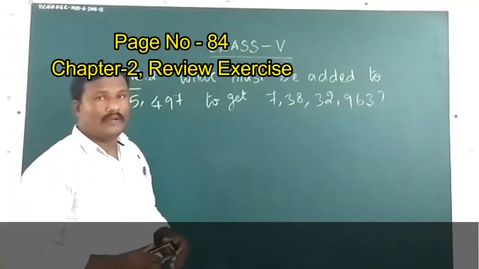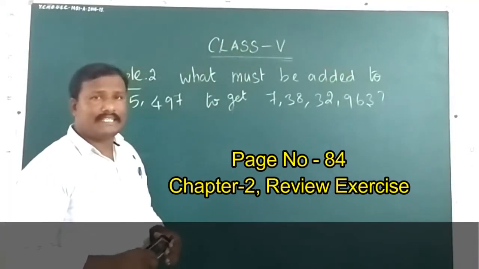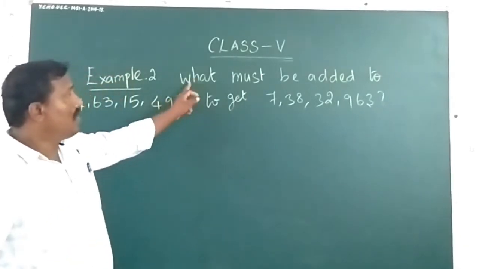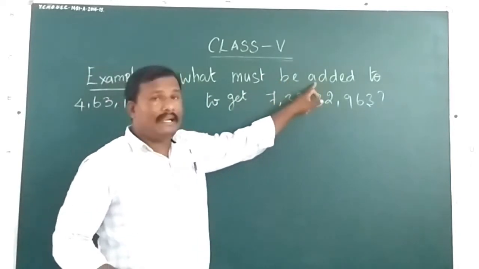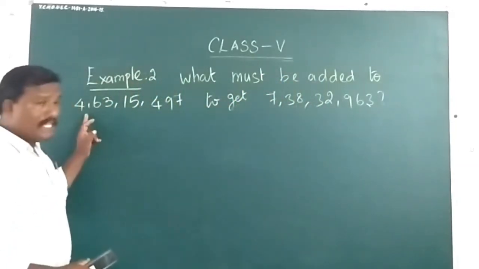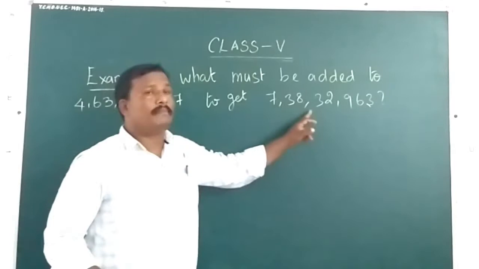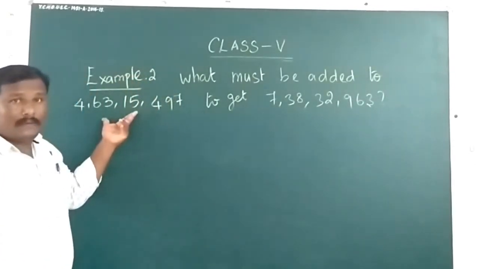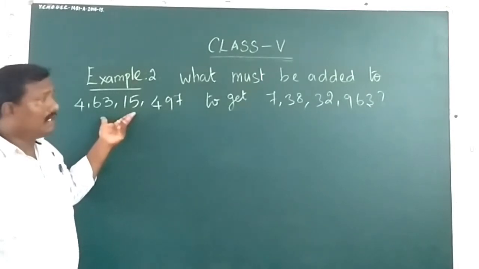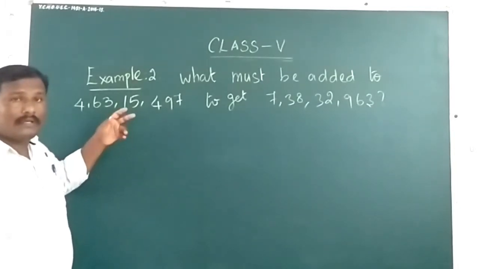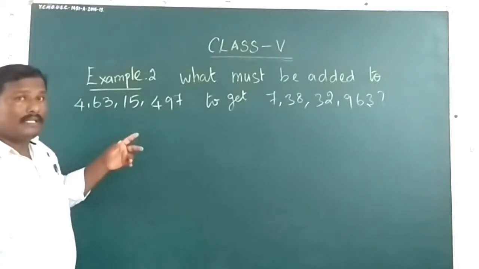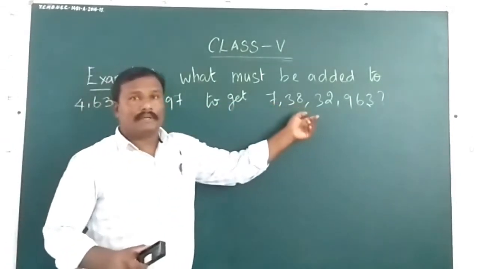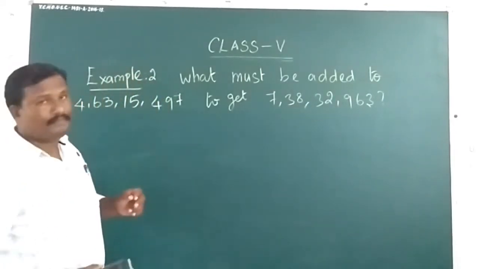Okay students, let me discuss another example subtraction sum. The question is, what must be added to this number to get this number? This is the one number. We want to find out another number. If you add that number to this number, we will get this number. So how do we find out that number?